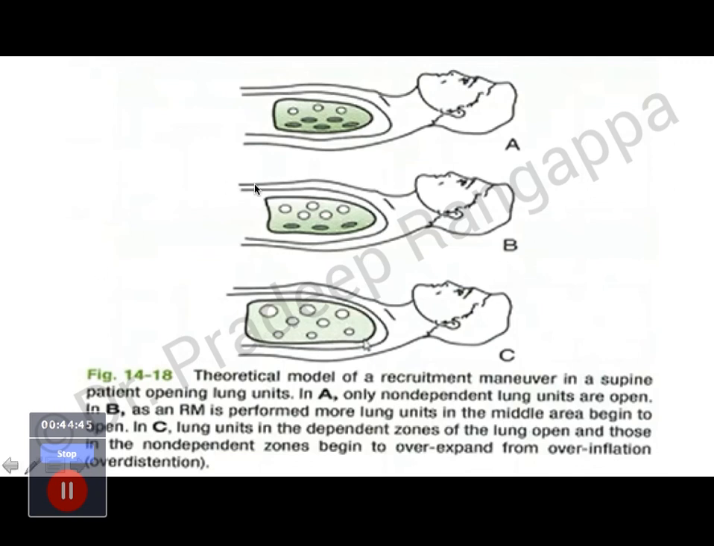So when you have a patient typically in the supine position, you see these are the collapsed alveoli. When you do a recruitment maneuver, you recruit these collapsed alveoli, but prolonged recruitment can cause overdistension of these non-dependent areas, which can again lead to barotrauma. So there is a risk of barotrauma when you're doing a recruitment maneuver because of this.